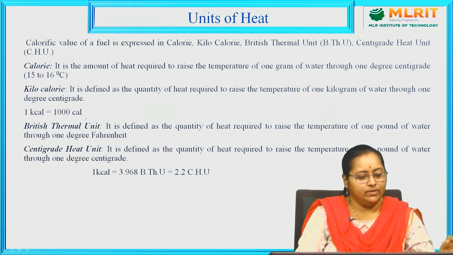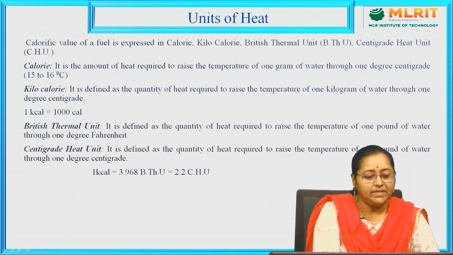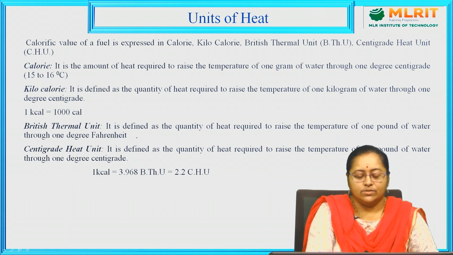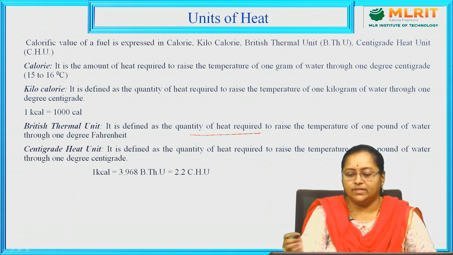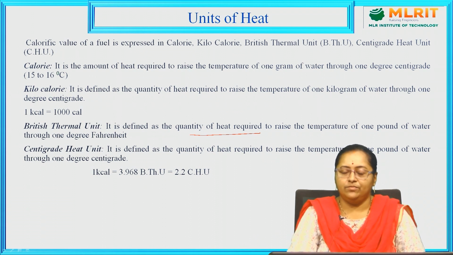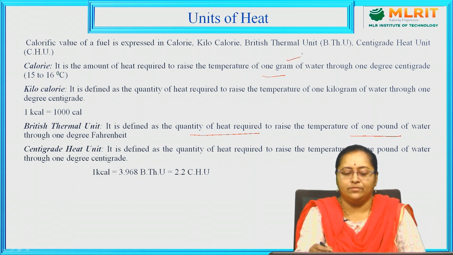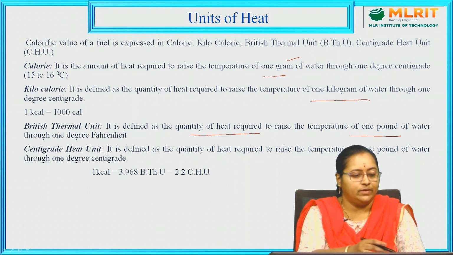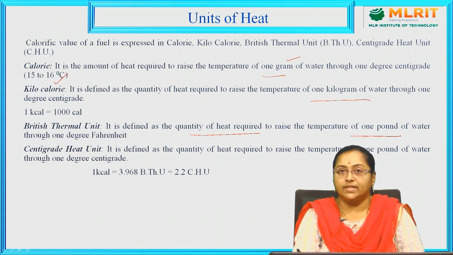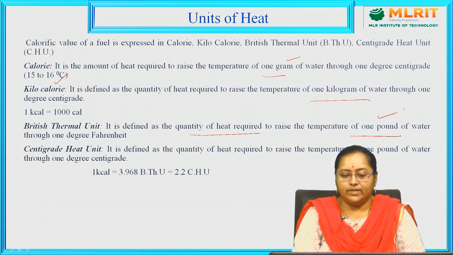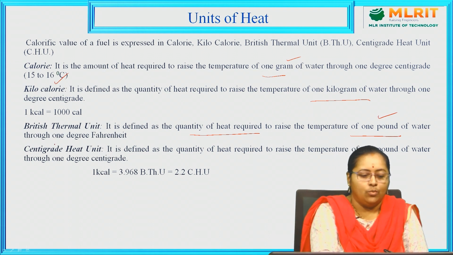So let us go with the third type, that is the British thermal unit. It is defined as the quantity of heat energy that is required to raise the temperature of 1 pound of water. If you notice, now we are going to express the amount of water in terms of 1 pound. Initially we considered 1 gram for calorie and 1 kilogram for kilocalories for expressing the heat energy. Now we are going to consider 1 pound of water, raised through 1 degree Fahrenheit.